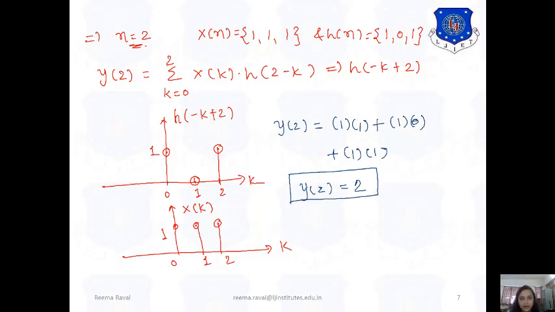So now we have found the values for n equals 0, n equals 1 and n equals 2. Now we are ending this session here, and in the next session we will continue this example from n equals 3 and n equals 4 using the graphical method, and we will obtain the final output sequence y of n indicating its 0 position.